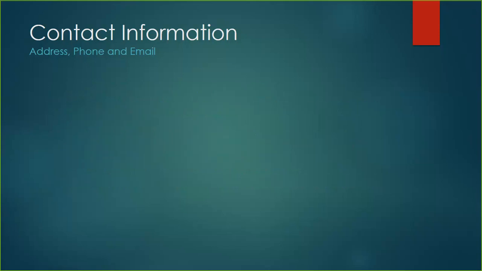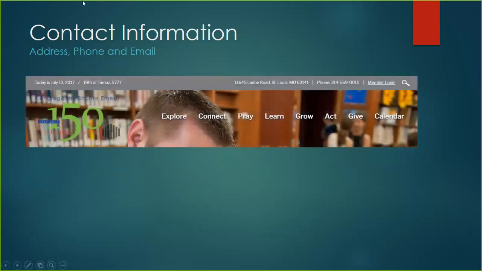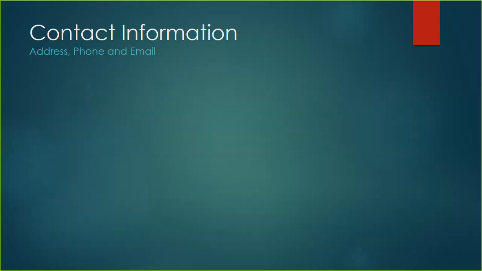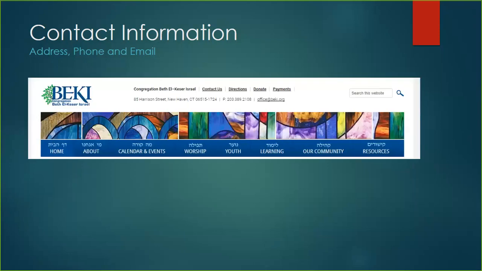Now, here are some examples of prominent placement of contact information for synagogues in the header. In the first example, it's in the top bar of the header, and it visually stands out. And in the second example here, it's in the header itself next to the logo and is very prominent. Here are 2 more examples of how the synagogue's contact information is prominently placed.